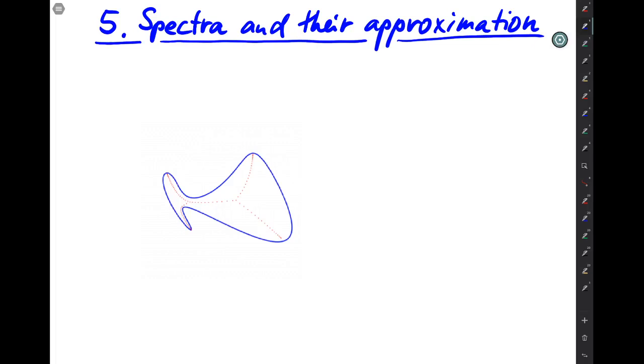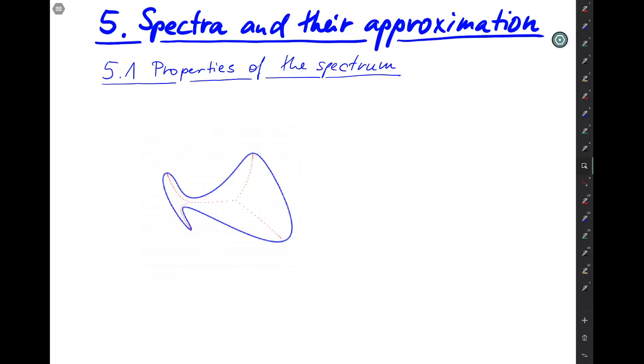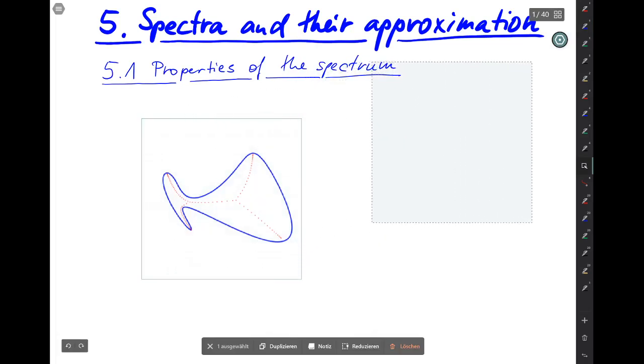So let's start with section 5.1, properties of the spectrum. And let's get the little fish over here, maybe.